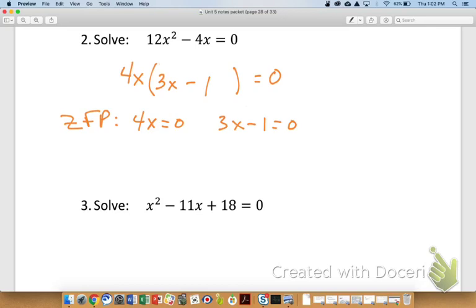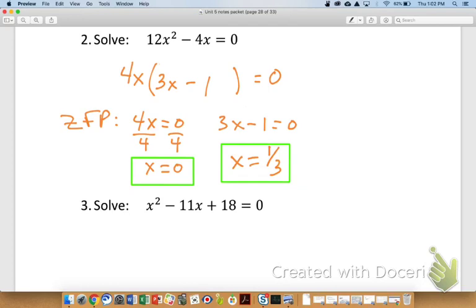So for the first one, how do I get the x by itself? And what's 0 divided by 4? So my first solution is 0. And for the other one, don't I have to add 1 and then divide by 3? So that one, the solution is x equals 1 over 3. So, ladies and gentlemen, that is exactly what I taught you yesterday. Just trying to connect the two of them together.